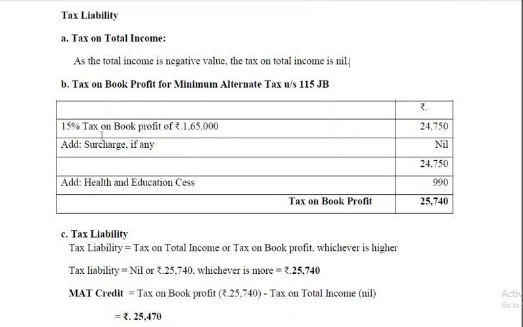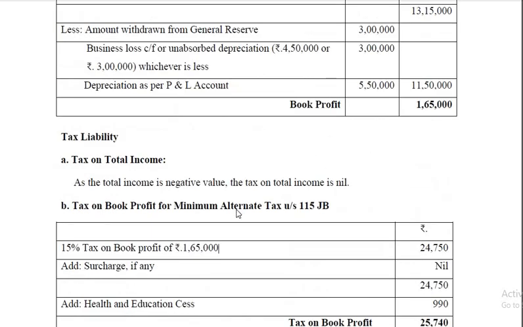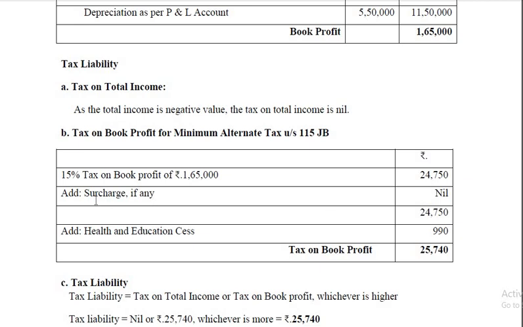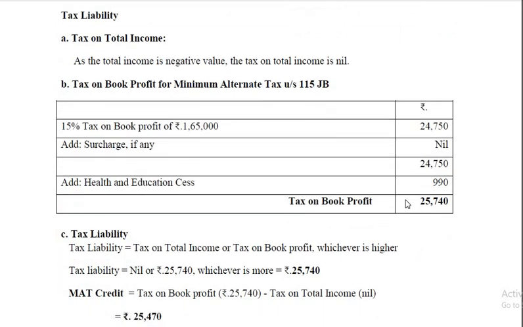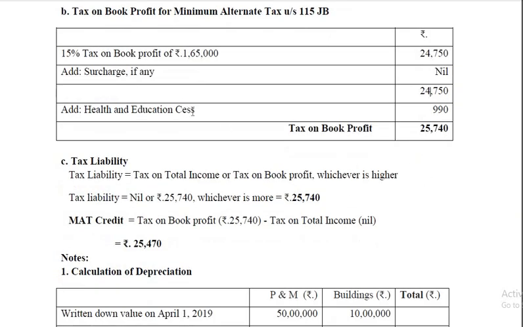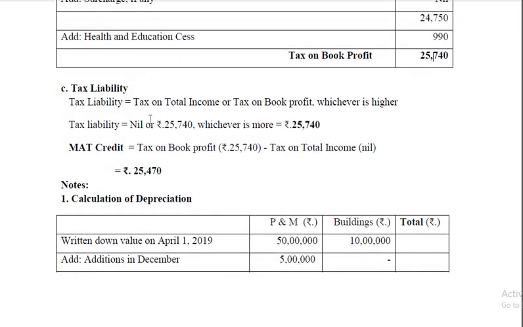On the book profit, let us see 15% tax on book profit. So 1,65,000 is the book profit. On that, 15% comes to 24,750. Surcharge is not there because total income is not exceeding 1 crore. Then health and education cess at the rate of 4% comes to 990, together 25,740. Now what is the tax liability? The formula is tax on total income or tax on book profit, whichever is higher.